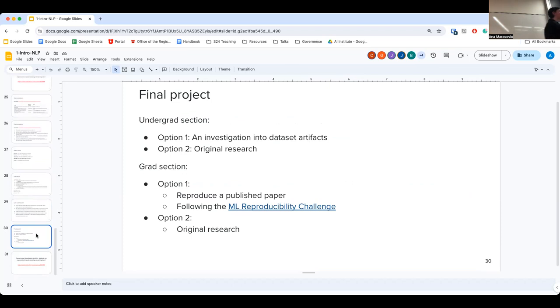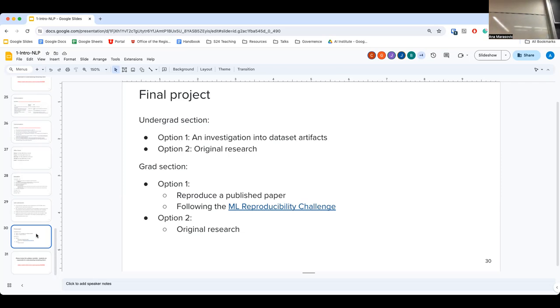In terms of the final project, I have different criteria for the undergrad section of this course and for the grad sections. If you're an undergrad, then you have two options. I will give you code and instructions for looking into something called data artifacts. Data artifacts are shortcuts that human annotators introduce in our training data that models can then use to make predictions in a way that's not the way we wish the model to solve the problem.